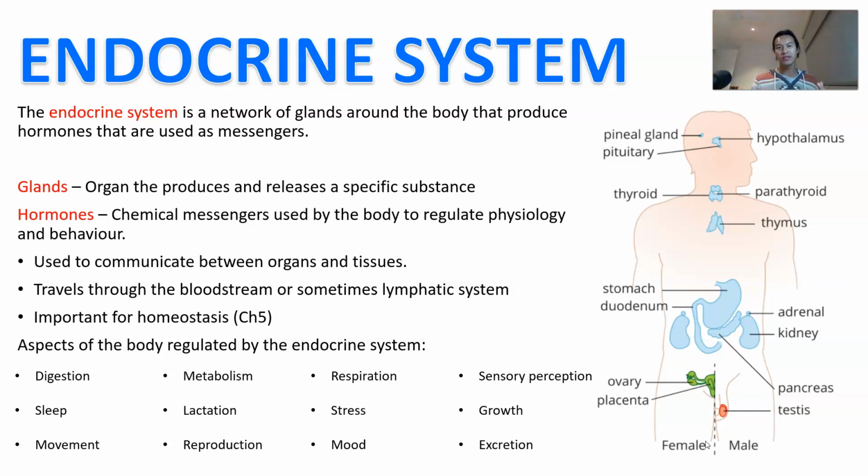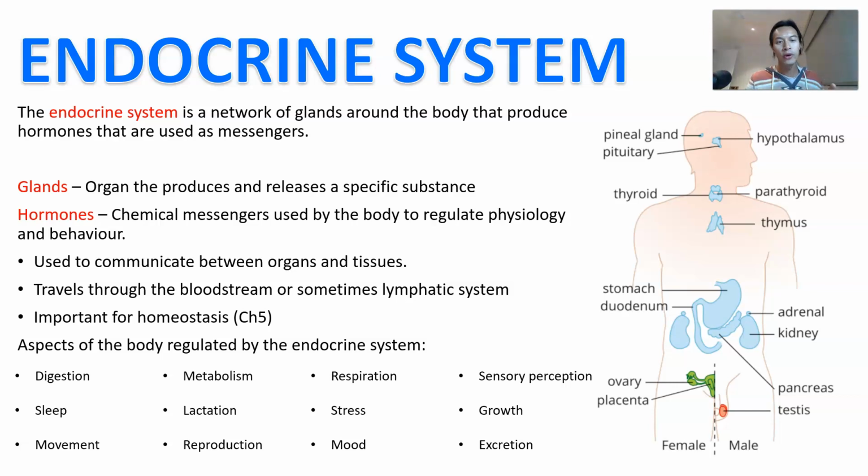So what is the endocrine system? The endocrine system is a network of glands around the body that produce hormones that are used as messengers, okay? A gland is any organ that is going to produce and release a specific substance. So not exclusive to hormones, but all hormones come from some sort of gland, okay?